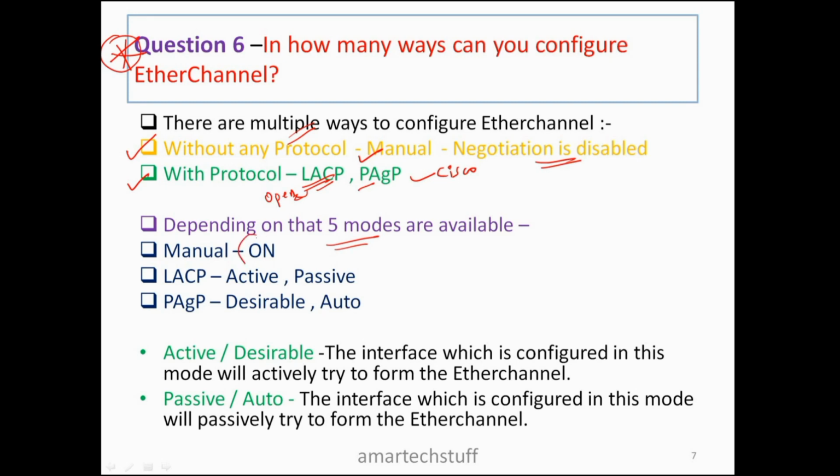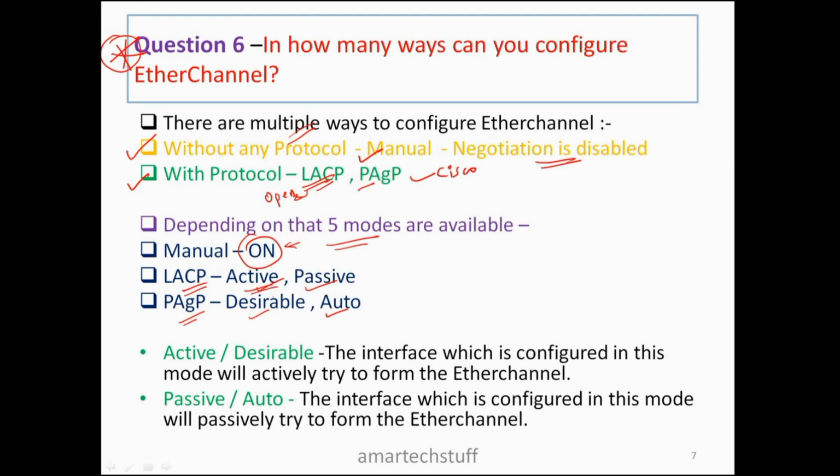The first is on, because if you're using manual, then you have to configure the mode as on for the ports in the EtherChannel. And if you are going for LACP, then you have 2 options, that is active and passive mode. If you're going for PAgP, you have again 2 options, desirable and auto.